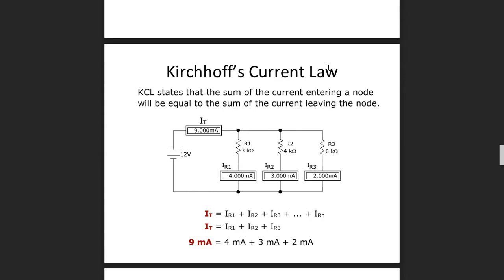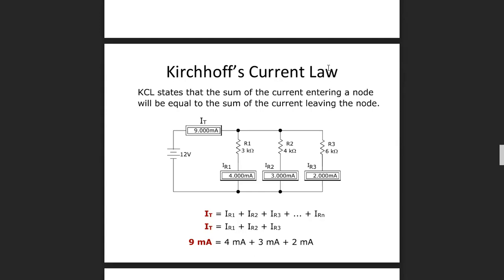Kirchhoff's current law says that at any node, I want to repeat that it is not necessary that there should be only two components, three, four, or more than that. Components may join to a branch at a single point. As in the circuit you can see on the screen, we can call Kirchhoff's current law KCL in short. KCL states that the sum of the currents entering a node will be equal to the sum of the currents leaving the node. It means that at any node, the current entering the node must be equal to the sum of the currents leaving the node.